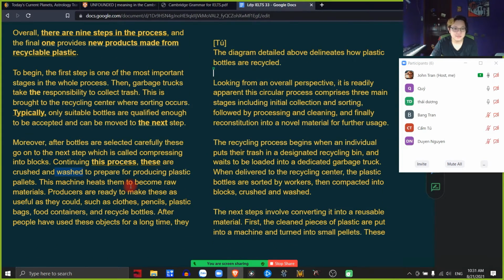This machine heats them. Ủa khoan, tự nhiên đâu ra cái this machine vậy? Cái máy này là máy nào? Em chưa nói đến máy này là máy nào. You haven't mentioned which machine. Yes. So, you cannot say this machine. You have to say a machine.